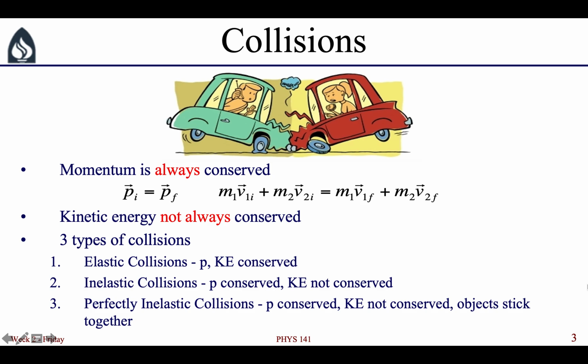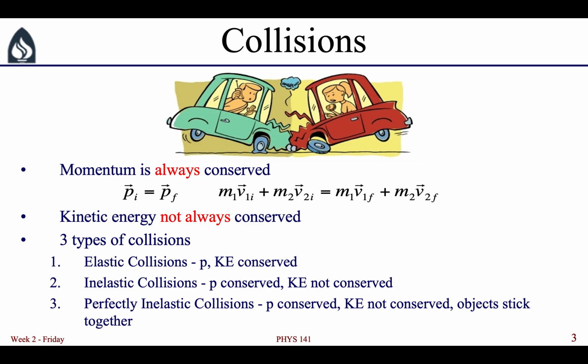We're next going to take a more careful look at collisions. One thing we know about collisions is that momentum is always conserved. This is because you have a limited number of objects that are interacting with each other. They are exerting forces on each other, but not experiencing forces from the outer environment.